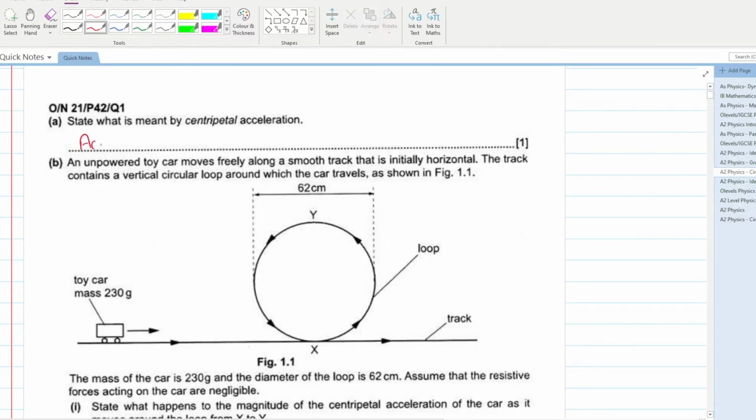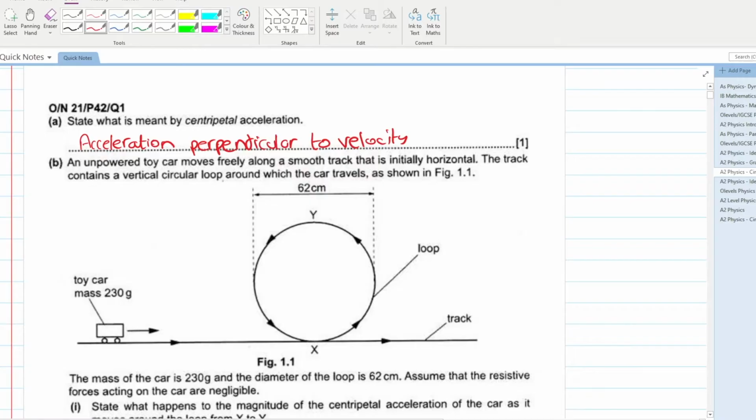Acceleration that is perpendicular to velocity. Simple as that. Let's move on to part B.